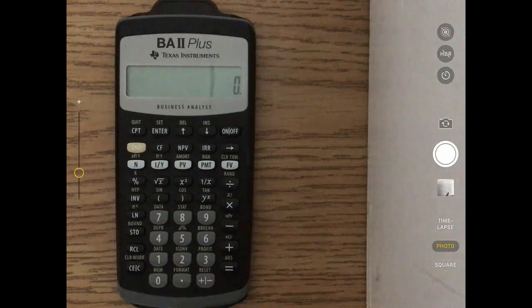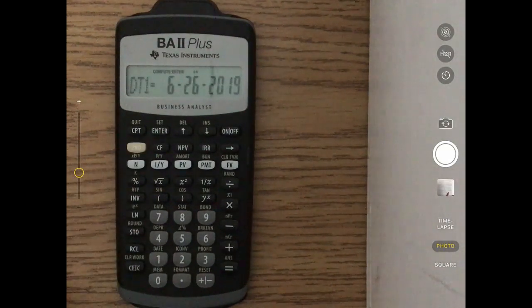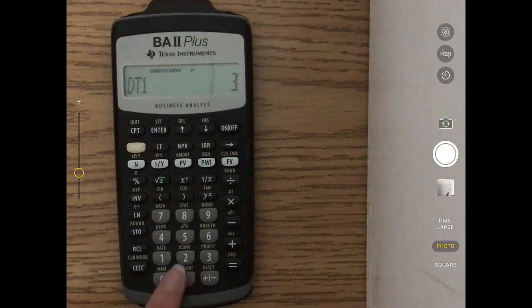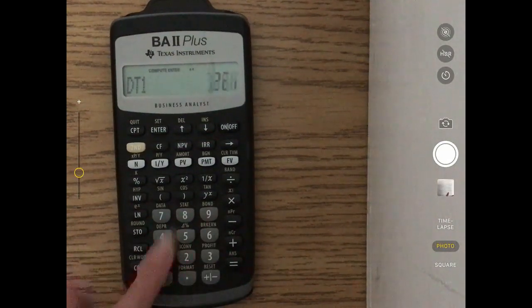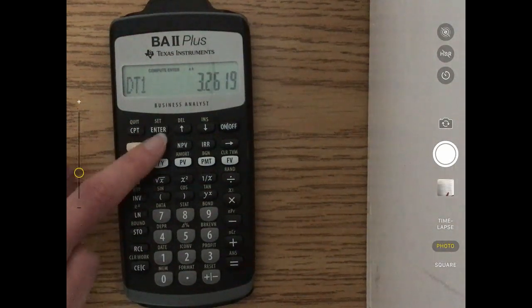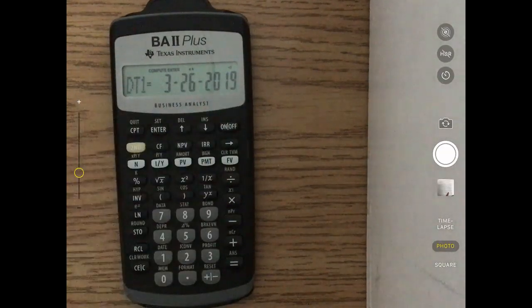All right, so to access the days between dates function, it's over the number 1 button, date. So we go second, date, and then to enter our first date, 03.2619. That's not saved yet, right? You want to make sure that you hit enter. And it should be looking like this. Then you know it's saved. So it's not saved until it says date 1 equals whatever.